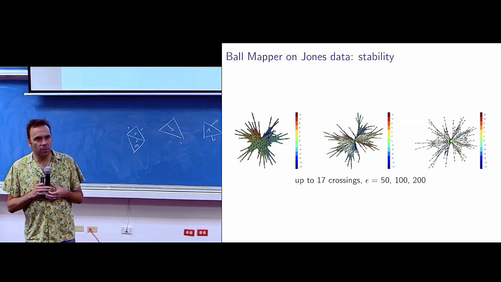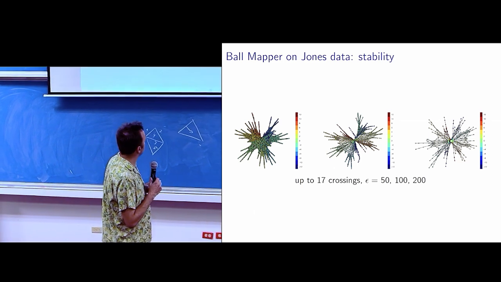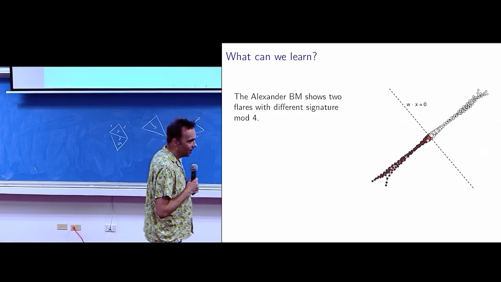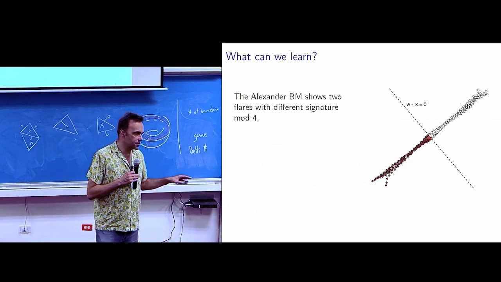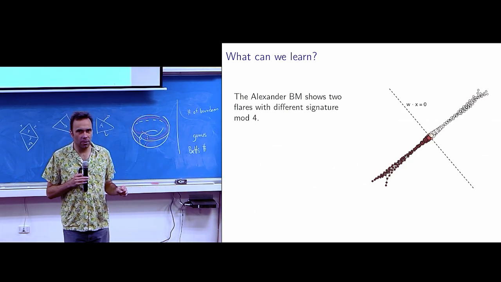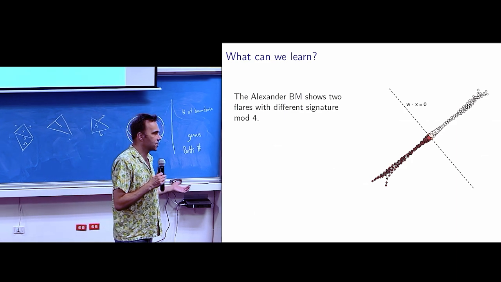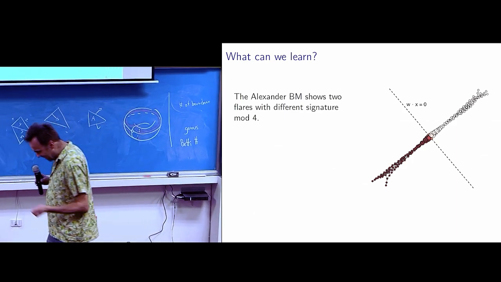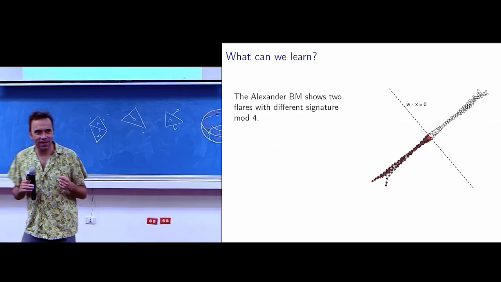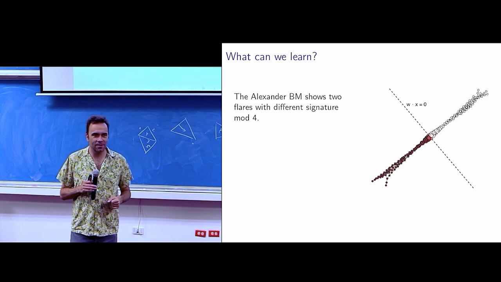Over here, you can see a Ball Mapper of an Alexander polynomial, a more classical polynomial, and we colored it by signature. It was an absolute mess. But then we decided to color it by signature modulo 4. Why? Well, because we have a knot theorist in the team, and she told us to do so. And then we got this. It looks like a theorem, right?